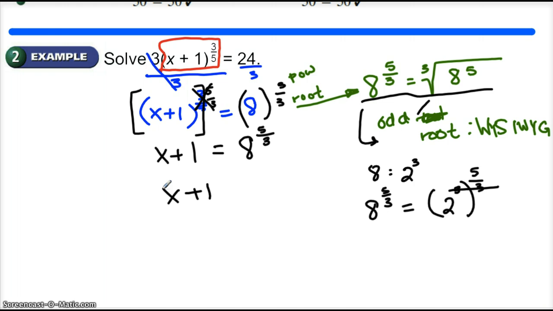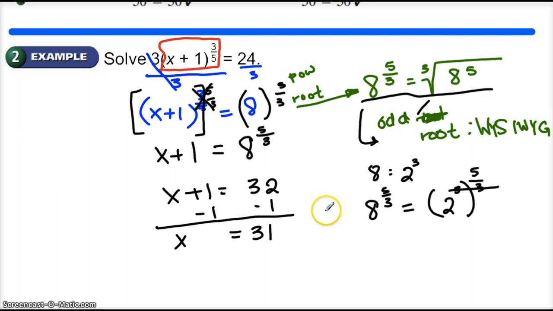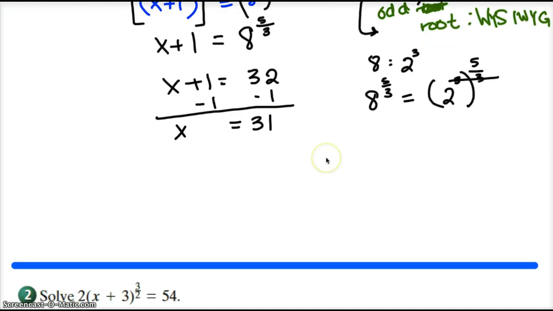So x plus 1 equals 32. Subtract 1 from both sides, and we have x equals 31. And that's your answer. Plugging it in just to check, 31 plus 1 is 32. Can you take the 32 raised to the 3rd power and then take the 5th power of that? 32 is even, so yes, you will have a real solution regardless of what the outcome is.